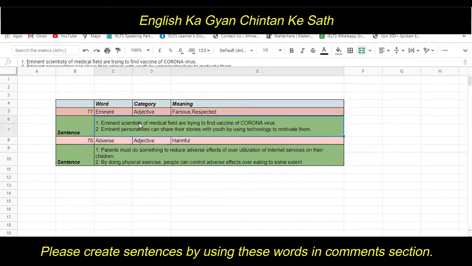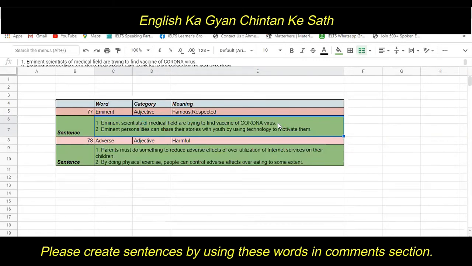Okay, now I hope you understand the meaning of this particular word. Eminent means प्रसिद्ध, कोई भी फील्ड में कोई बंदा बहुत ही रिस्पेक्टेड हो, फेमस हो, तो to define that particular thing, we can utilize eminent word, right?